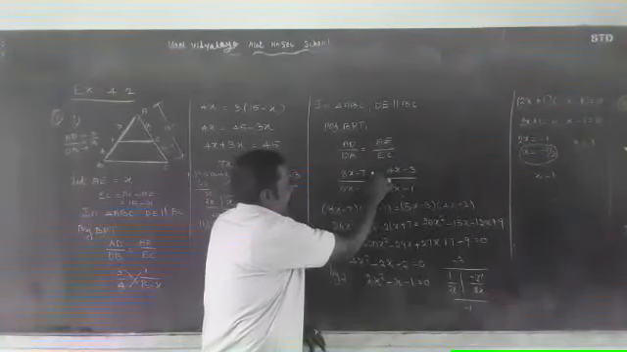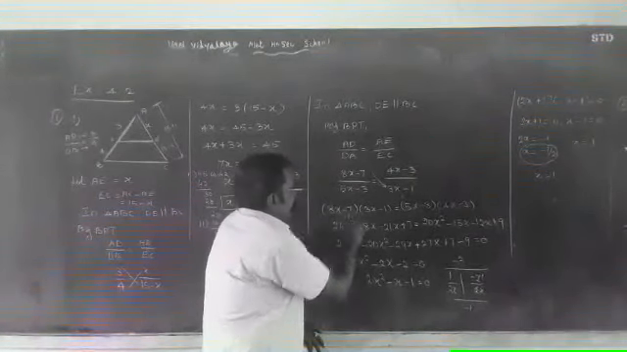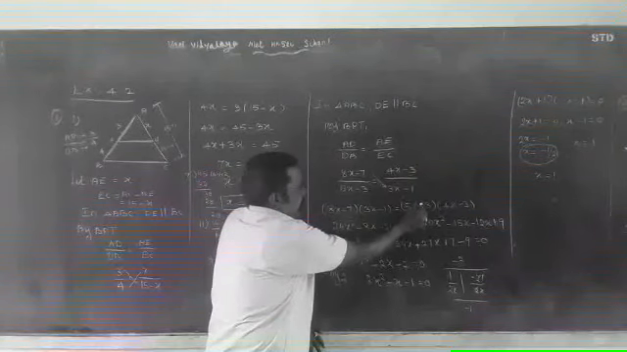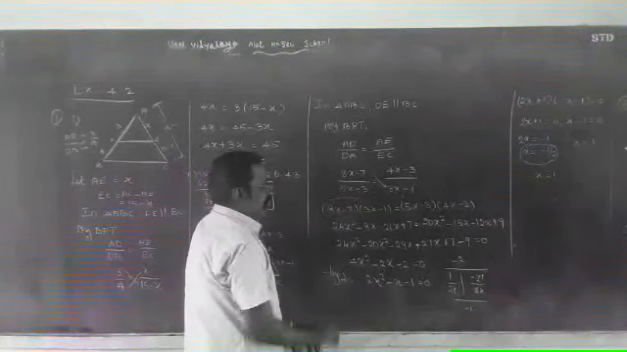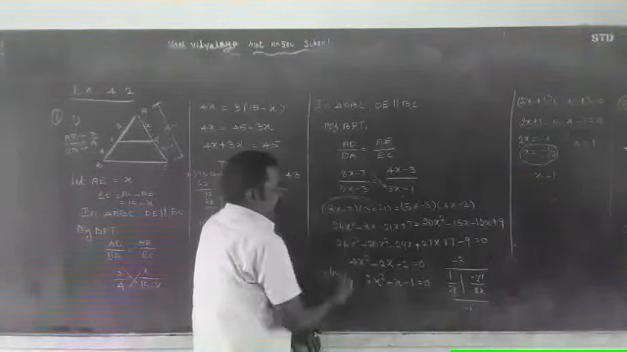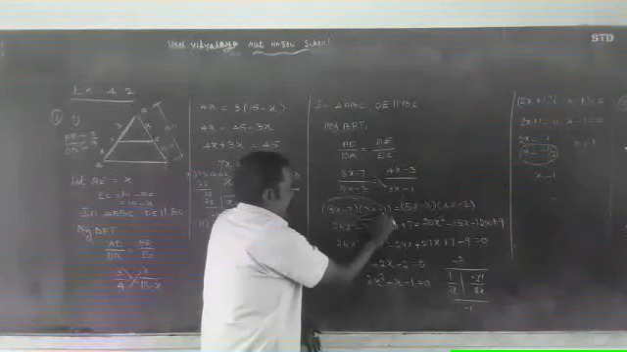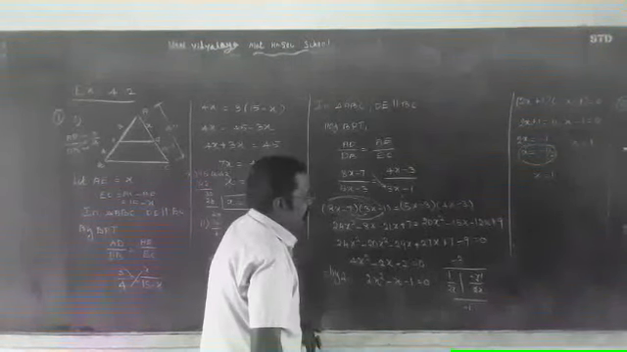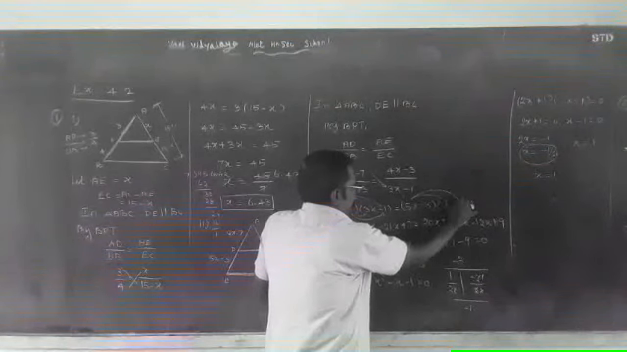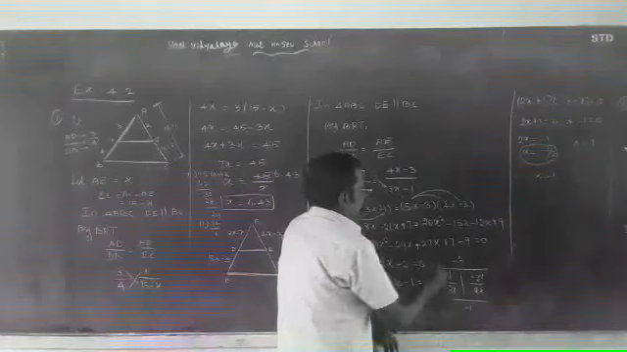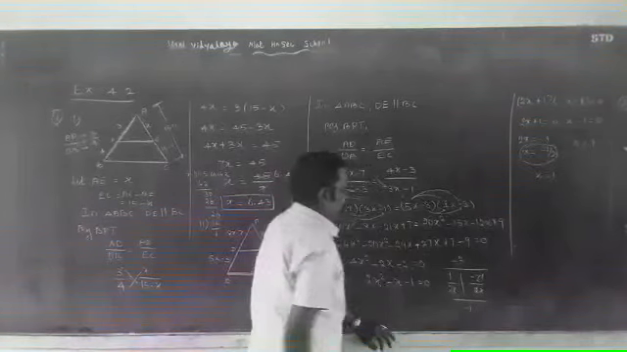So, cross multiplication: 8x minus 7 into 3x minus 1 equals 5x minus 3 into 4x minus 3. Carefully multiplying: 8 3s are 24x square, plus into minus 8x, minus 7 3s are 21x, minus into minus plus 7, equals 5 4s are 20x square, plus into minus 5 3s are 15x, minus 3 4s are 12x, minus into minus plus 3 3s are 9.